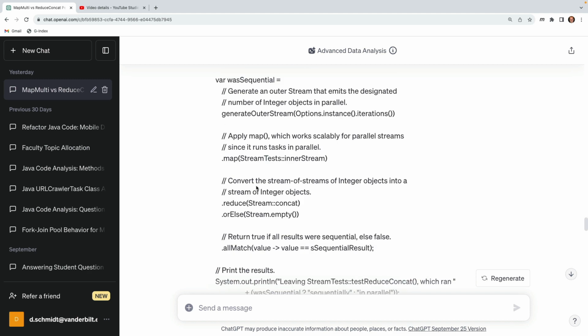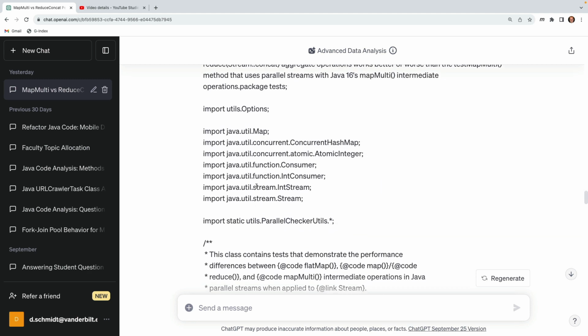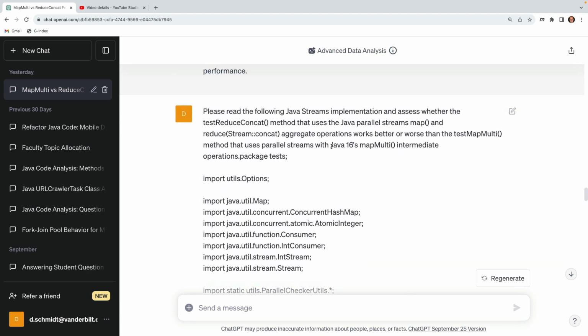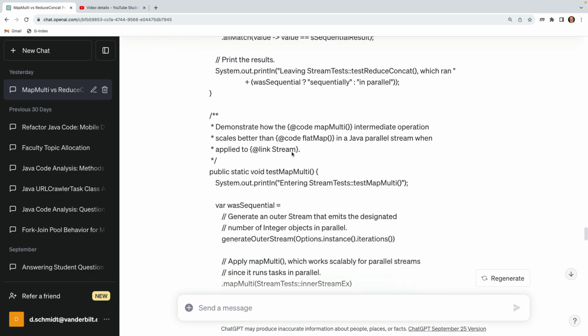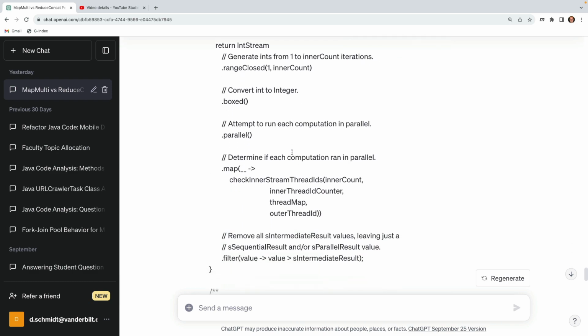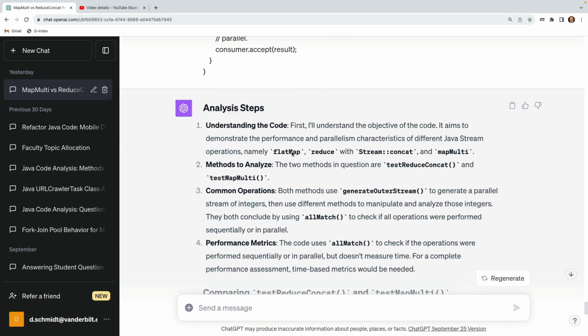And what's interesting about this, notice I gave it some pretty good context. I told it that it was Java 16's mapMulti. I gave it the names of the methods that I wanted it to look at. I told it about map versus stream, map-reduce and stream-concat. So I gave it some context so it could go through and ferret this out pretty well. And in fact, it ferrets it out extremely well. And here's what it does.